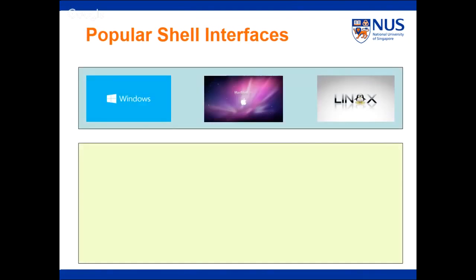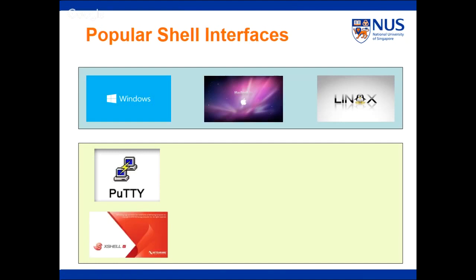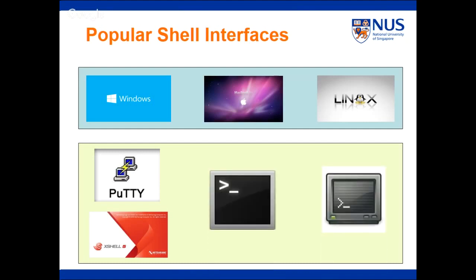There are many popular shell interfaces on different operating systems. Under Windows, there's PuTTY and Xshell. Both of them are free, and Xshell is basically my personal favorite. In Unix-like systems like Mac and Linux, there is a built-in terminal, which can provide the SSH function. All the examples in this tutorial will be based on Xshell 5, except very few which are on Mac OS.